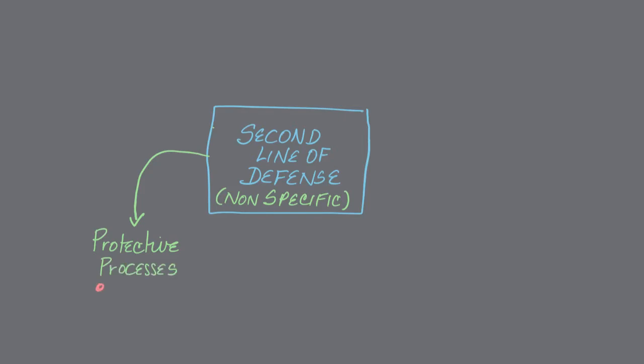So we'll start with the protective processes. There are 2 types of protective processes that we will look at. One of them is inflammation, and the second is fever. Both inflammation and fever are beneficial to the body unless they go out of control.